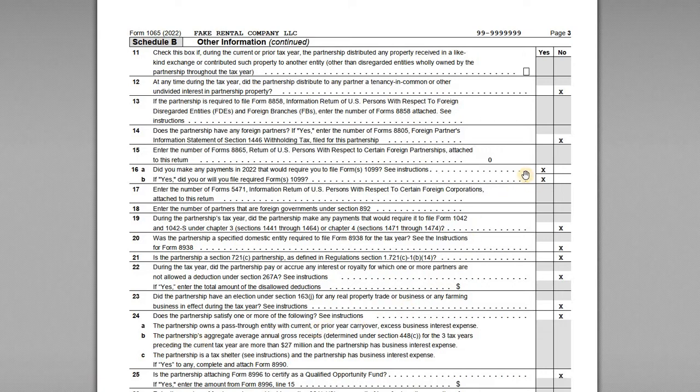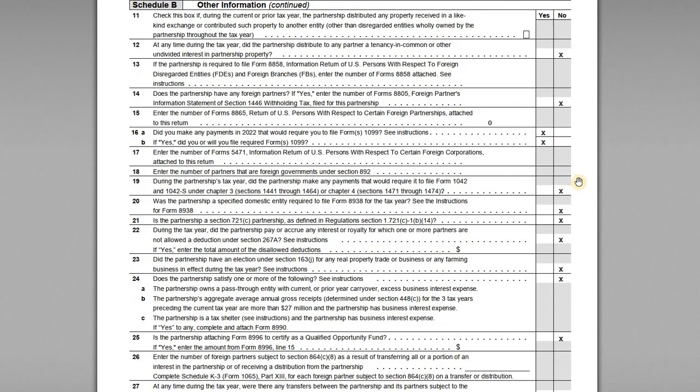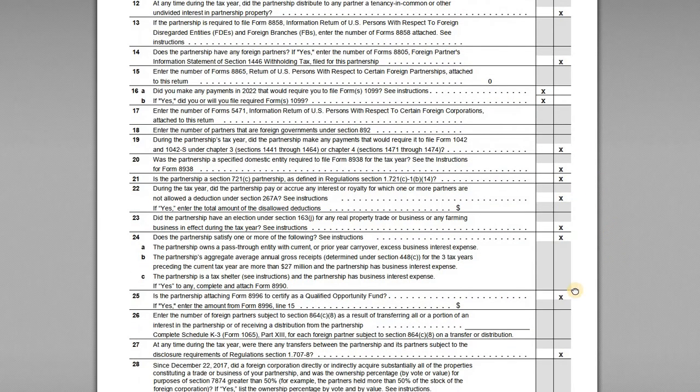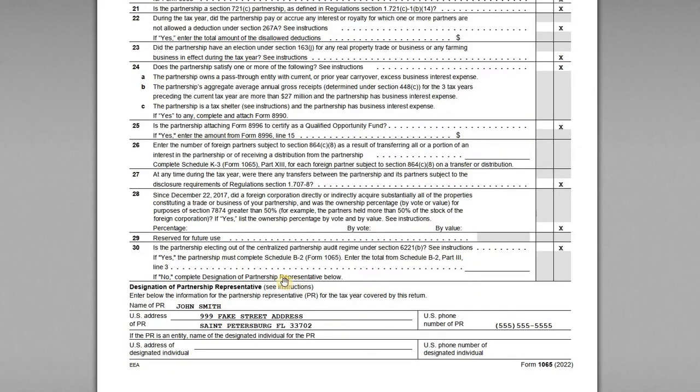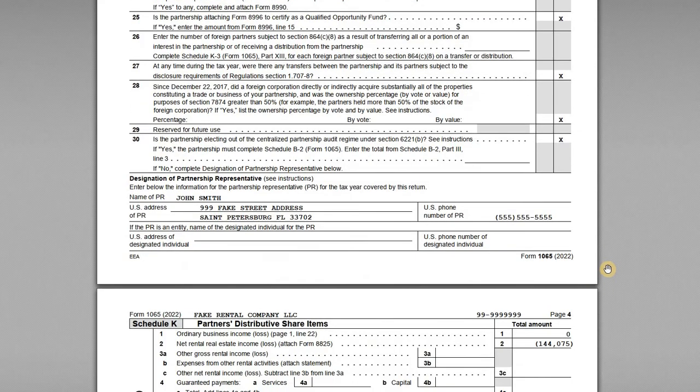All right, so as we move on down here, again, a number of more no answers to some of these questions. So fortunately, they don't apply to us. We did check yes and filed 1099s because we did have to issue some 1099s for contract labor. So that's fine. So we've done our 1099s. And then all the rest of these are also no, right? So none of these apply given our circumstances. And we have designated John here as the partnership representative.